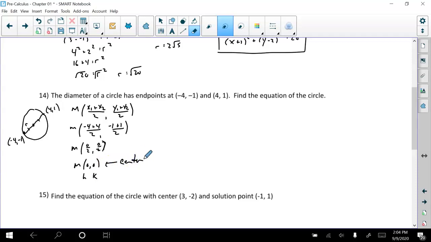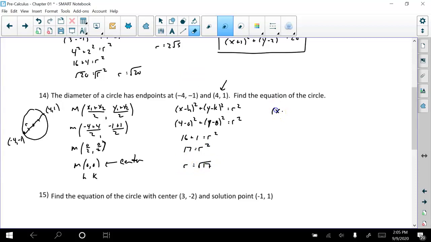That's our center. We now need to find out what the length of the radius is. So we can pick either one of these points. I'm going to use the 4, 1. X minus h squared, y minus k squared equals r squared. So we have x, 4, minus 0 squared, y minus 0, that's a 1 minus 0 squared equals r squared. So we get 4 squared, which is 16. 1 squared is 1, equals r squared. So 17 equals r squared. So the radius is the square root of 17.